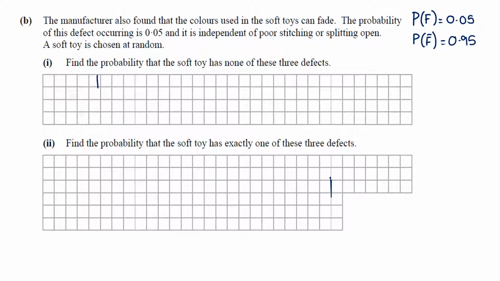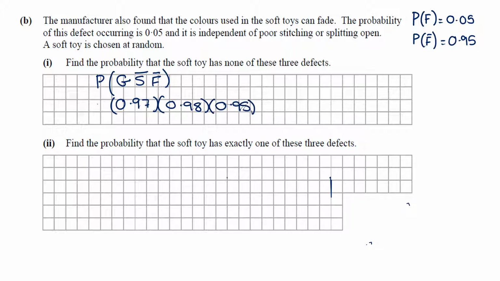Okay, so what's the probability that it has good stitching, that it does not split open, and it does not fade? So if you go to your tree, we want to look on the tree where there is good stitching. So that is 0.97. And there is does not split open, that's 0.98. And now we want to add in that it does not fade, so that's 0.95.